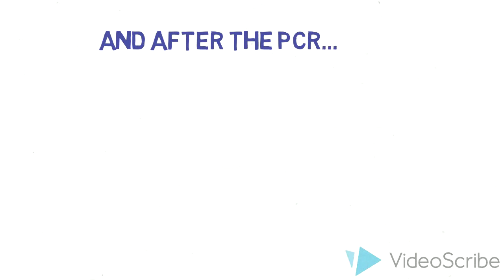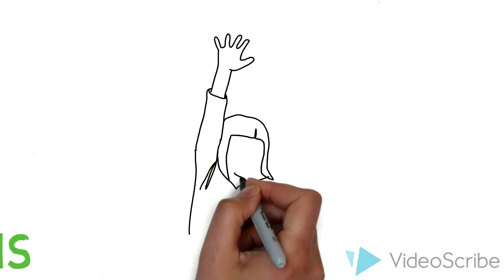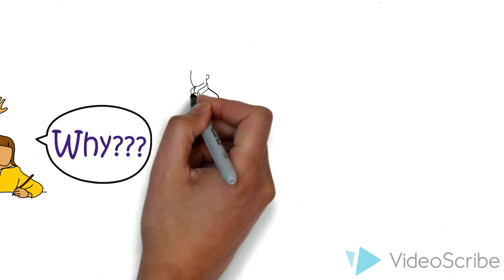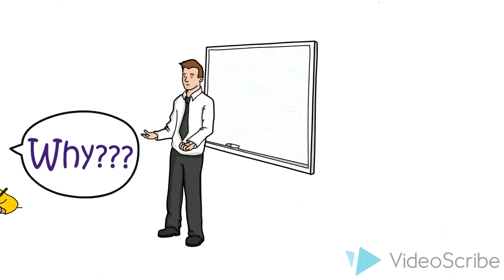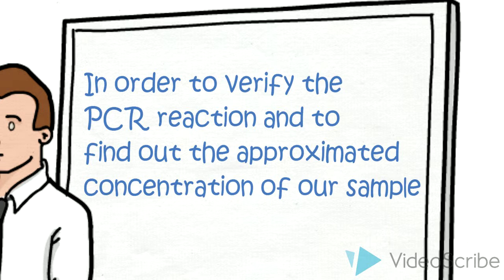And after the PCR, comes an electrophoresis. Why an electrophoresis? In order to verify the PCR reaction and to find out the approximate concentration of our sample.